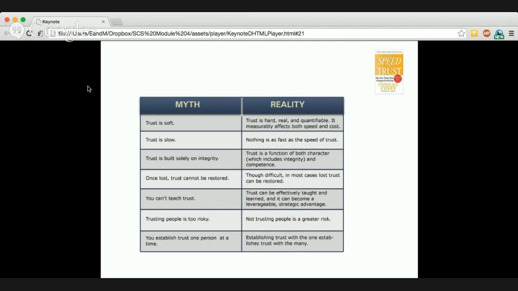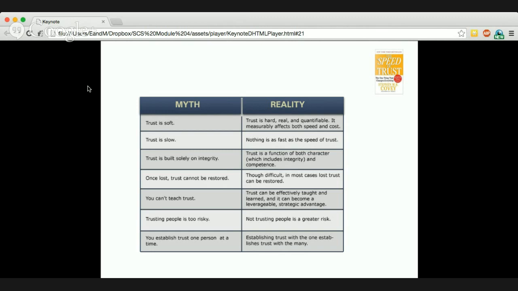Trust is built solely on integrity. The reality is trust is a function of both character, which includes integrity, and competence. People trust you when you're good and when you're reliable. Once lost, trust cannot be restored. Yes, it's difficult, but not impossible.